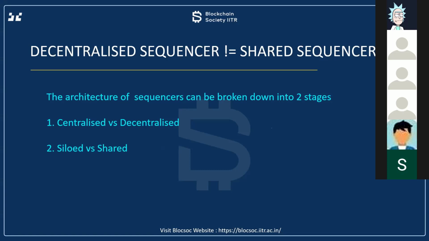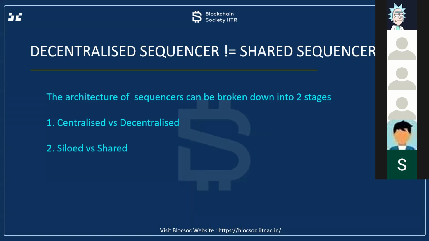But in a general way, we can consider it kind of like proof of stake, where there is a group and one of them will be selected for sequencing for an epoch of time.